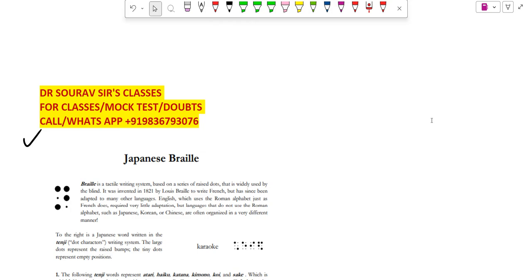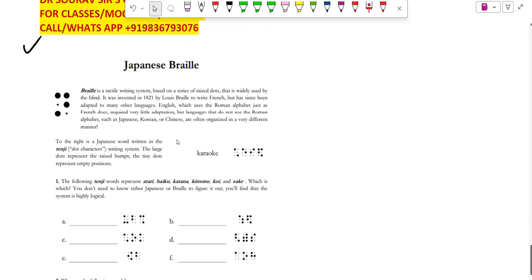Hello, welcome students. Today we are going to solve a linguistic question of a very different level. It's based on Japanese Braille. Braille, as we know, is a tactile writing system for people who cannot see or have issues in seeing. For them, this plays a very crucial role, and Roman alphabet just as the French does.